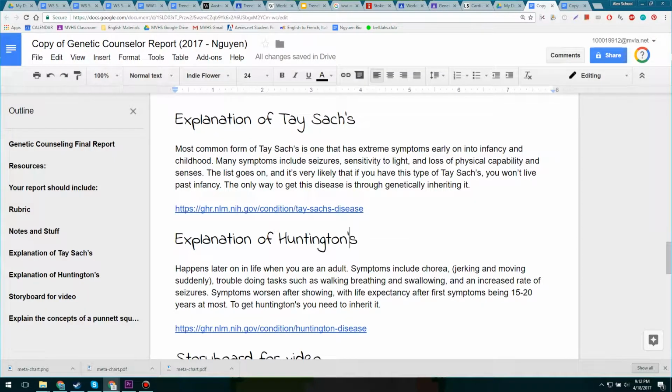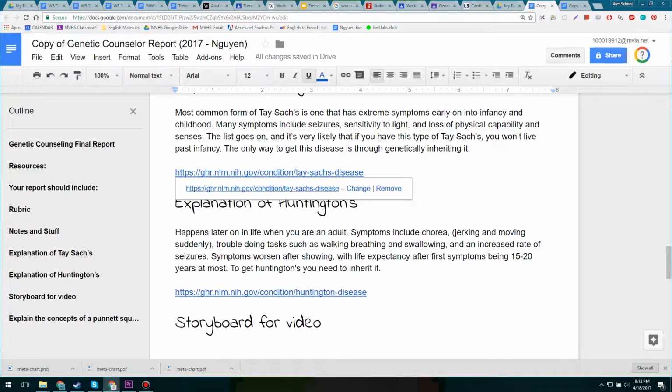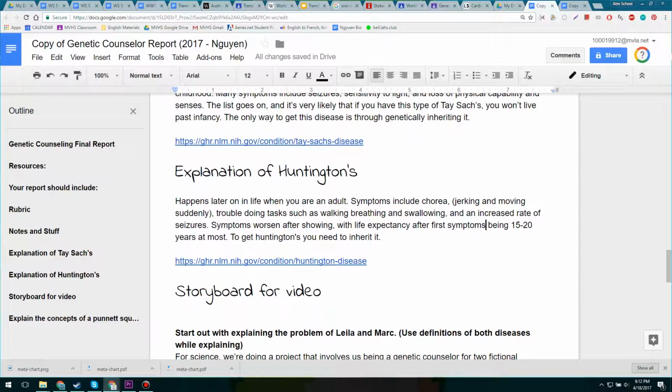But here's an explanation of the basic symptoms for Tay-Sachs and Huntington's. So let's start off with Tay-Sachs here. The most common form of Tay-Sachs is one that has extreme symptoms early on into infancy and childhood. Many symptoms include seizures, sensitivity to light, and loss of physical capability and senses. The list goes on, and it's very likely that if you have this type of Tay-Sachs, you won't live past infancy. The only way to get this disease is through genetically inheriting it. So that's the most common type of Tay-Sachs, and it's the type that we see here in Marc's family. So here's the source. It's from Reliable, and it'll be in the description of the video.